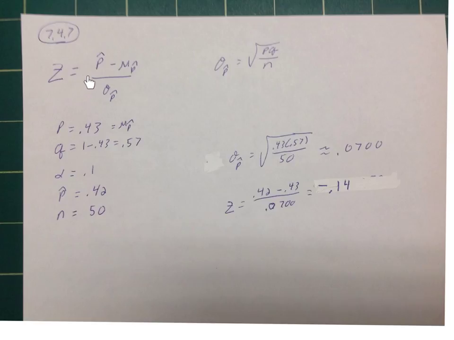On section 7.4, it's number 7. You said you were having trouble with calculating the z value, and here's the formula. It's the sample proportion minus the population proportion, over the standard error, where it's defined to be equal to this. There's two parts.